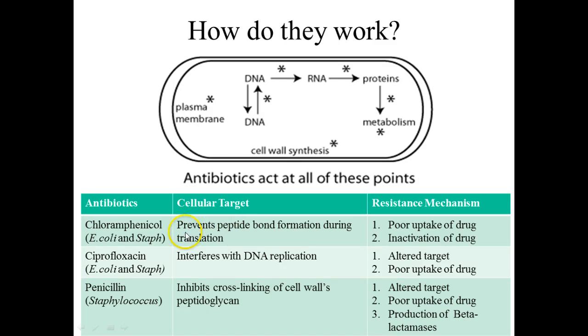And then how the drugs work. So notice these are the main targets of how they work. So chloramphenicol actually interferes with peptide bond formation during translation. So that's going from RNA to proteins, right? So it's interfering with this step here. Others interfere with DNA replication, right? So interfering here. Or others are going to interfere with from DNA to RNA, right? And we talked about ones from RNA to proteins.